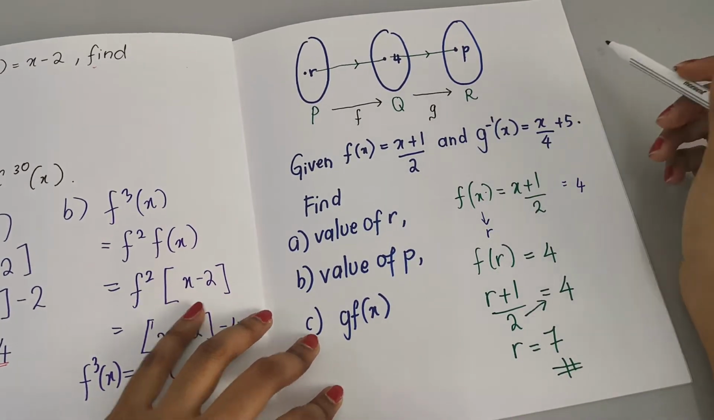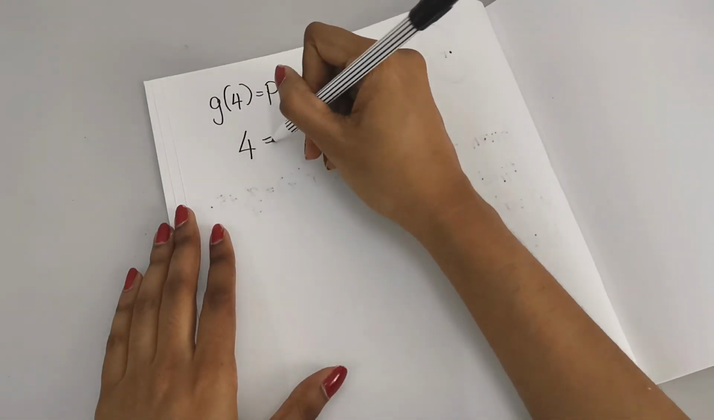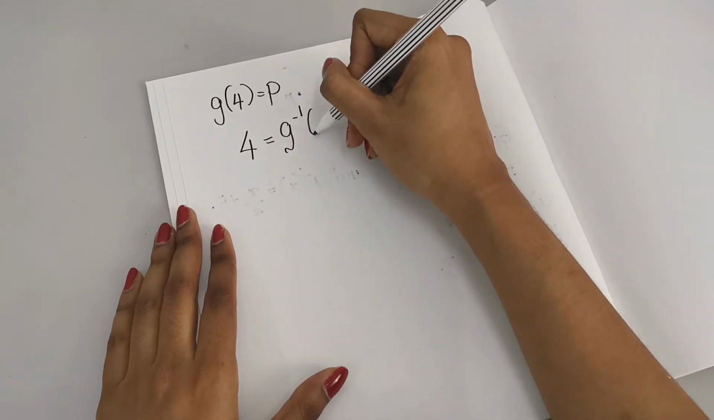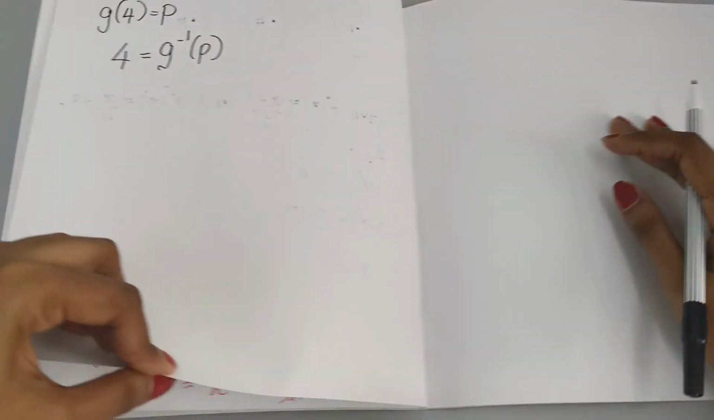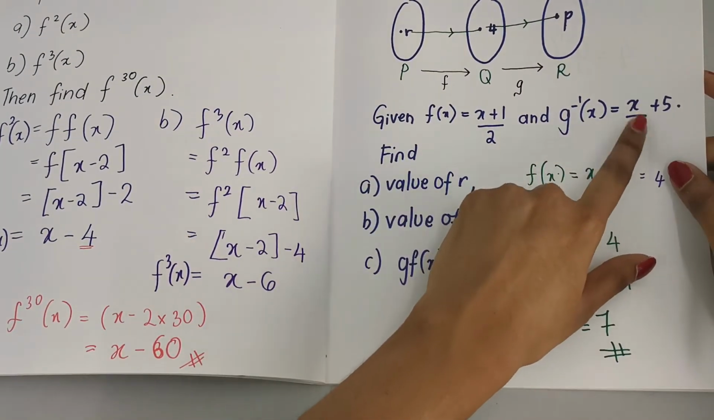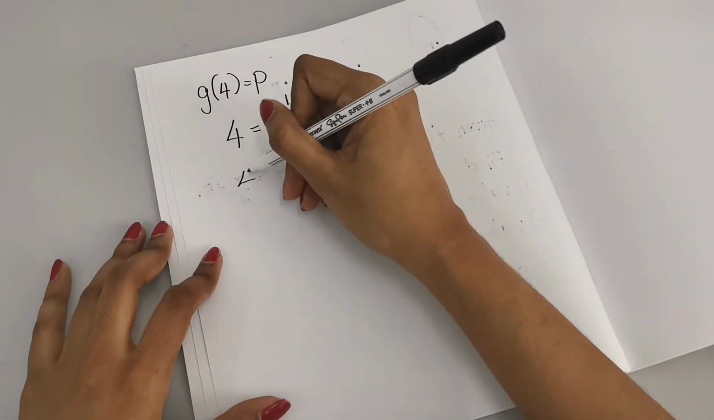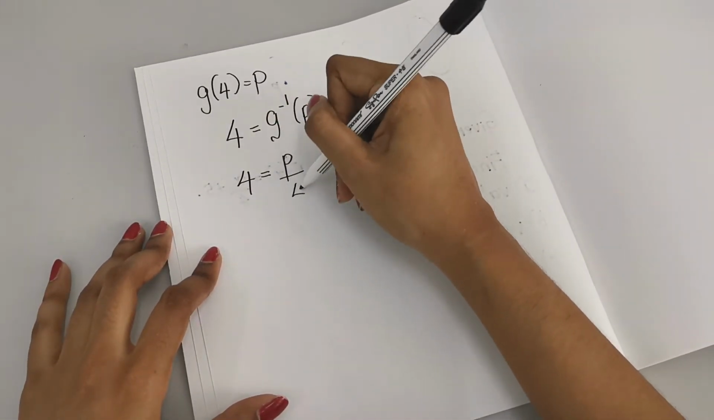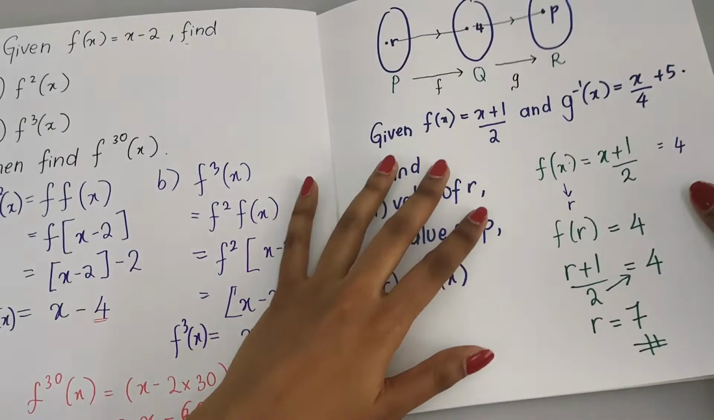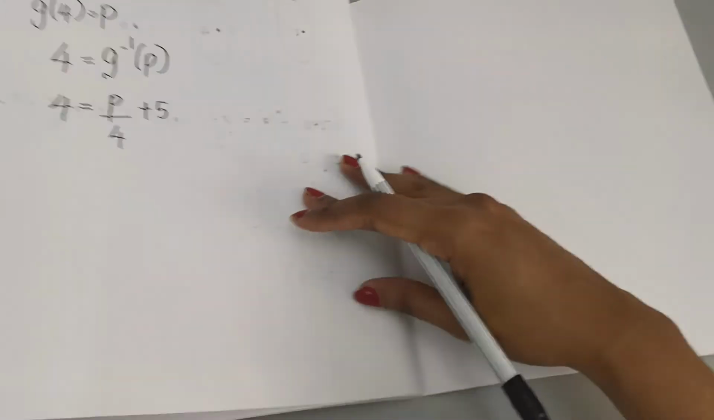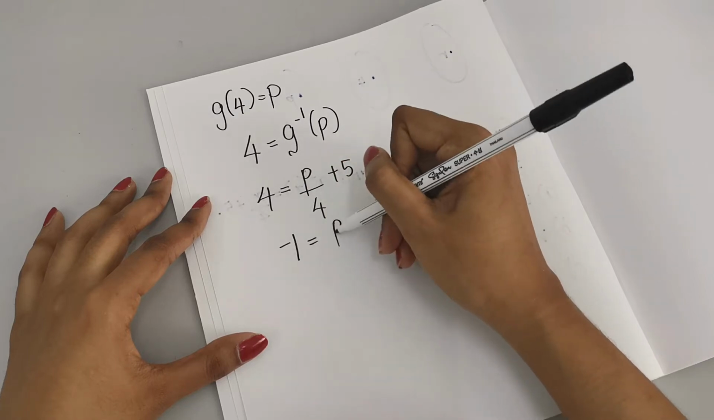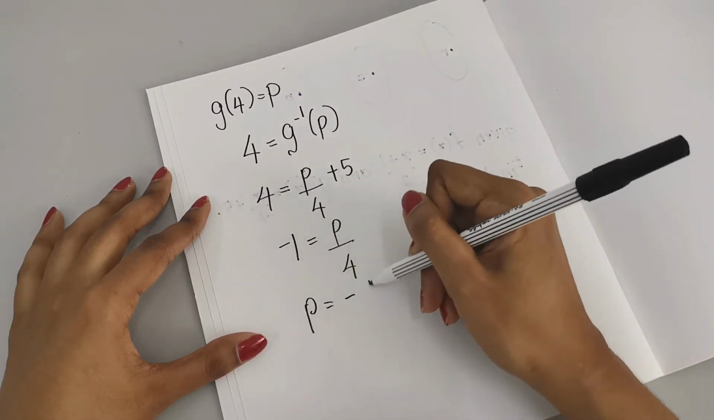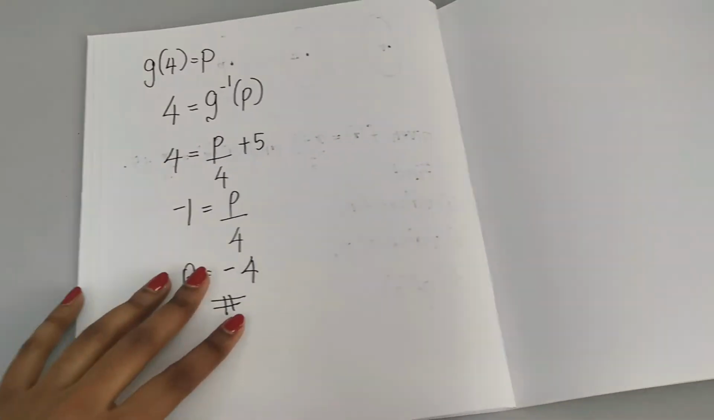But we have the inverse. So what we can do is say that 4 is equal to the inverse of g at p. What is the inverse? We just substitute this value. So 4 is equal to p over 4 plus 5, where p over 4 is because we substitute the x as p. Here we obtain negative 1 equals p over 4. So p is equal to negative 4. So we have obtained the value for p.